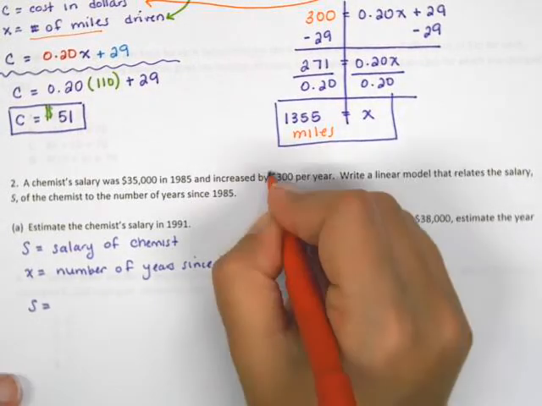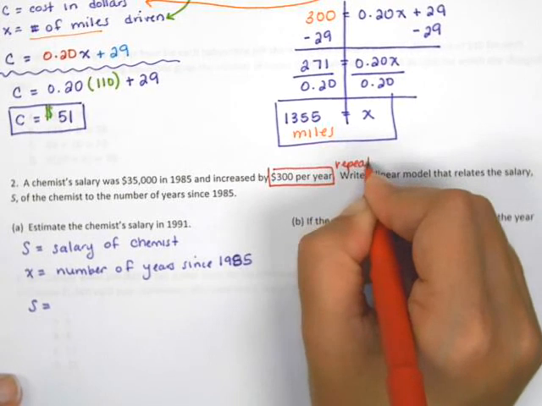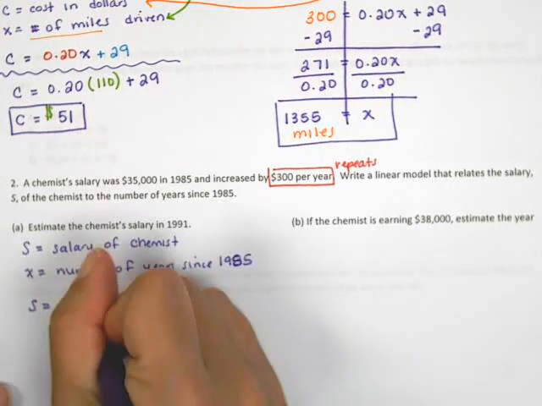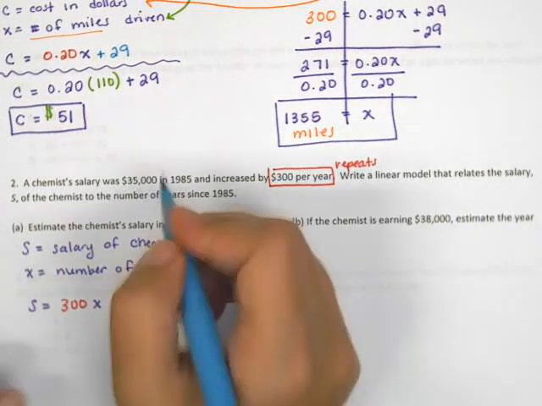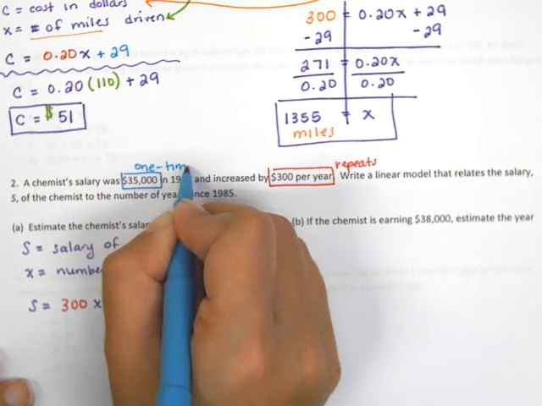And then if we write an equation, we're going to have S equals, now the number that repeats here is $300 per year, times x, the number of years, plus the number that's a one-time thing would be the $35,000. It's the starting amount.